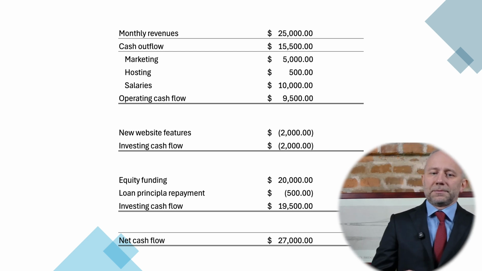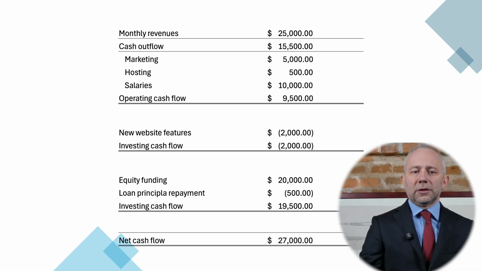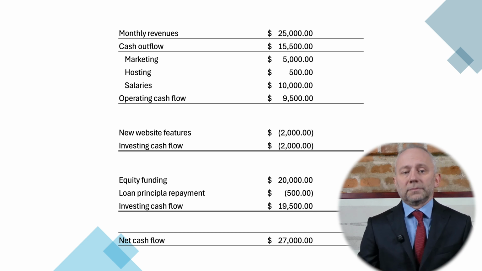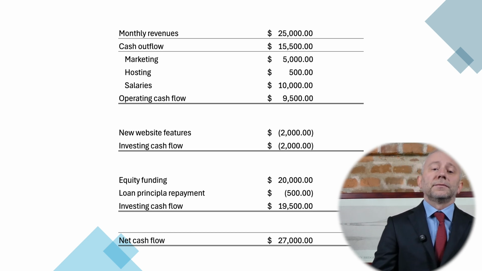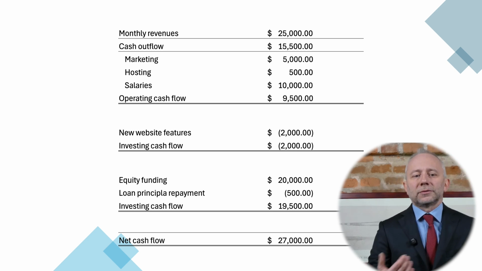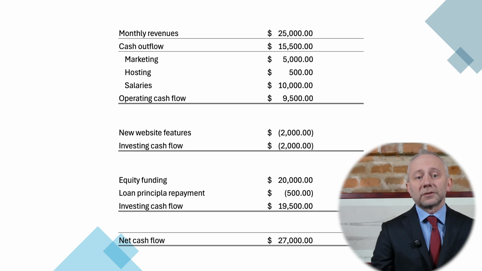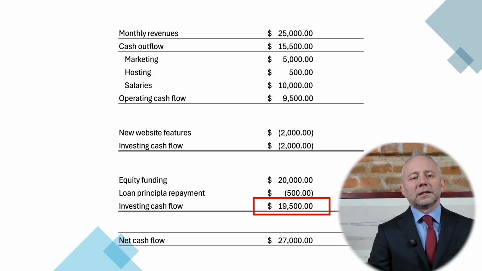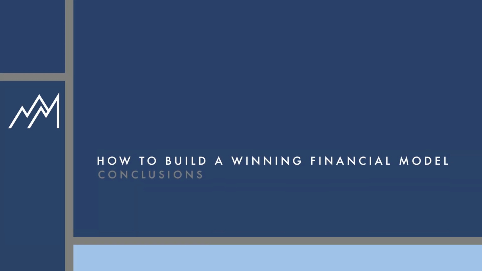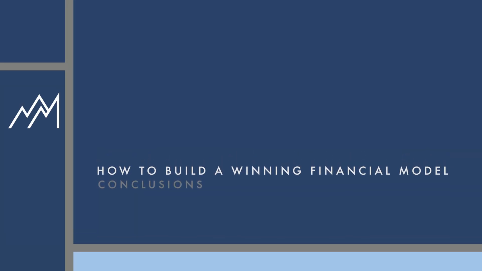If the startup gets $20,000 in equity funding, this cash inflow boosts liquidity, of course. And additionally, if the startup repays $500 of a loan principal, it reduces the cash, and then we have a financing cash flow of $19,500. So, as a conclusion, that's how you create a financial model for your startup.